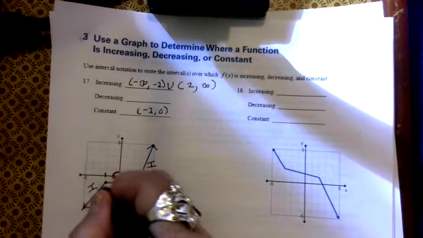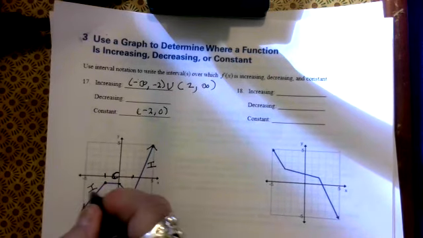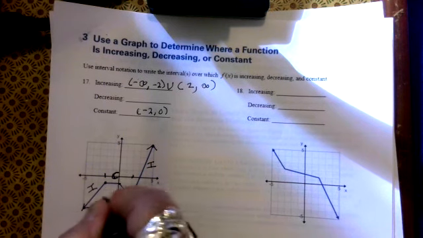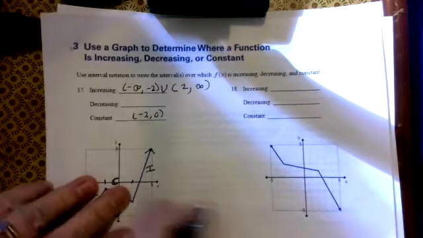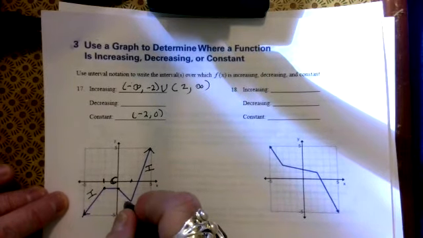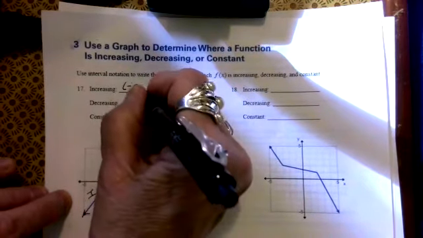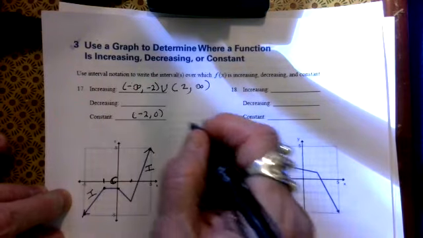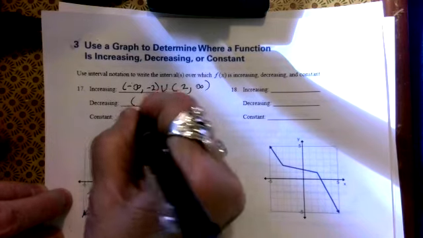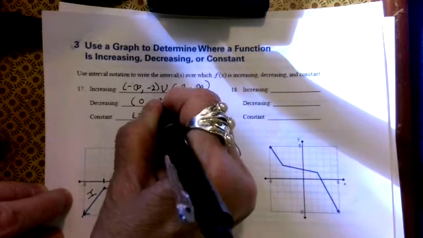And then decreasing. Where is it decreasing? And don't read it going this way. You go left to right. So as the x value is getting bigger, what is the y value doing? So as the x value is getting bigger here, the y value is getting smaller. So this is where it is decreasing. It's decreasing from 0 to 2.